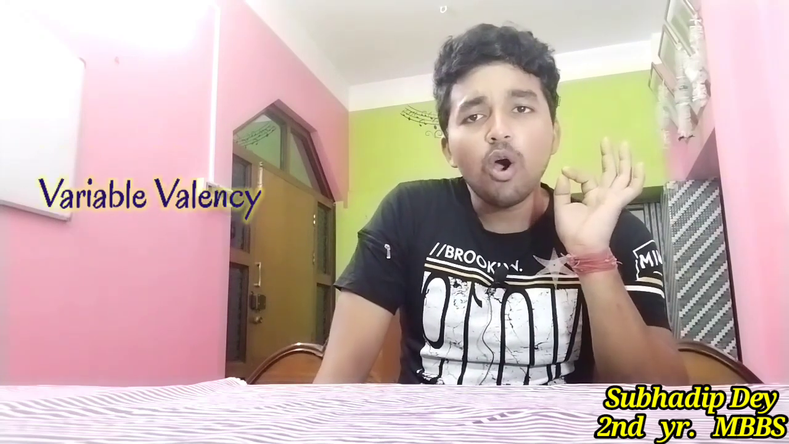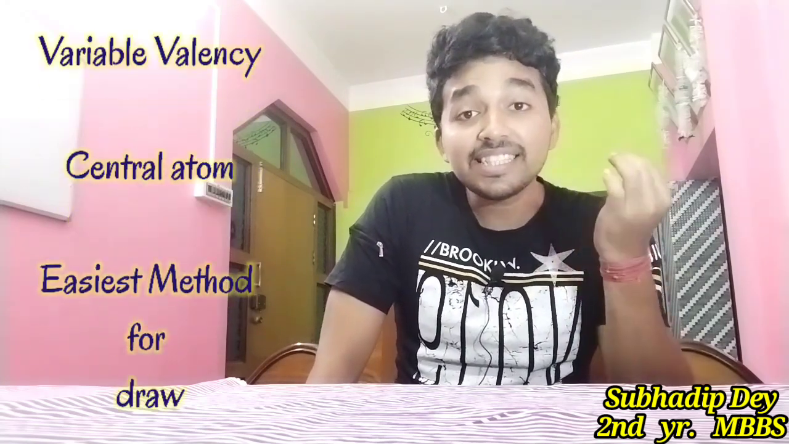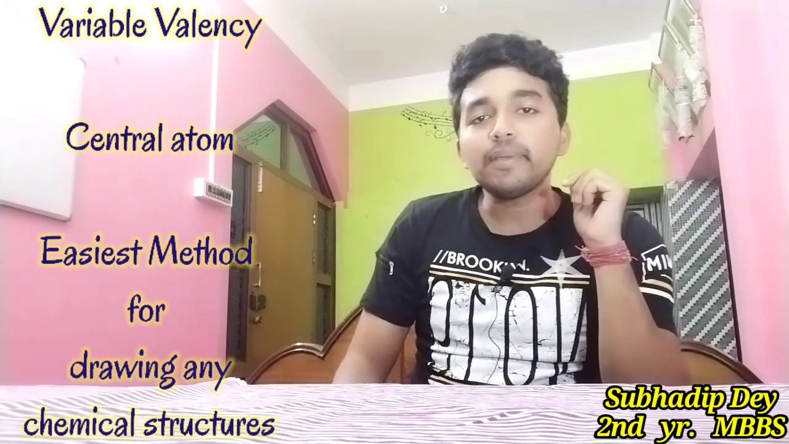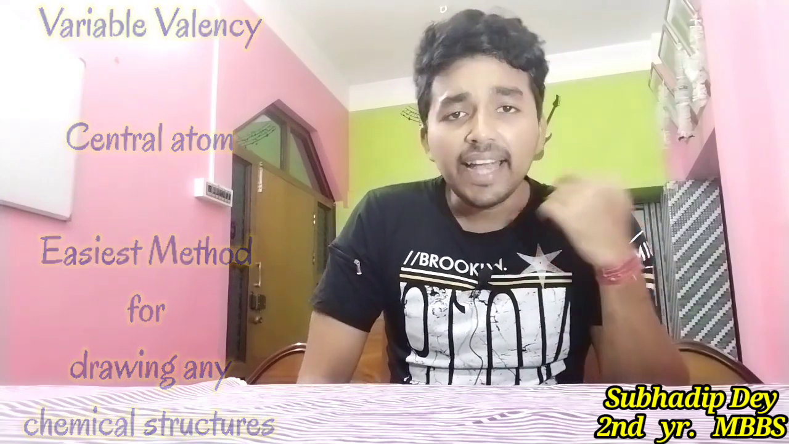Then within covalent bonding, you should know the concept of variable valency, the concept of central atom, and how to draw different chemical structures from the formula. It is very common in the question papers of NEET that they give some chemical names and also sometimes they give a chemical formula, and you have to draw the chemical structure on your own, and usually we face difficulty, right? So you should know how to draw structures from the chemical formula. It is very easy. We will discuss it clearly in a separate video later on.